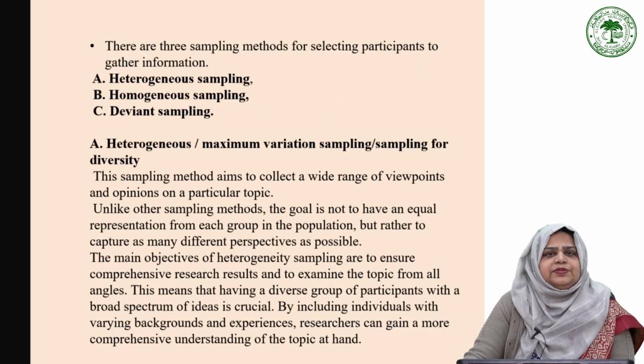There are three types of methods that we use in selection of the sample. First one is heterogeneous sampling, second one is homogeneous, third one is deviant sampling. The first one, that is heterogeneous sampling, also known as maximum variation sampling or sampling for diversity. It is a sampling method that aims to collect a wide range of viewpoints and opinions on a particular subject.